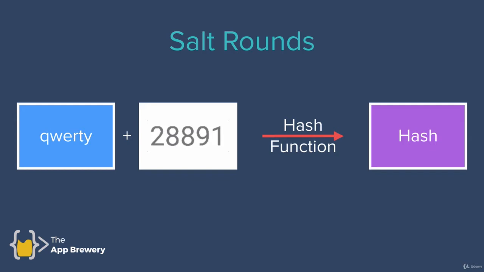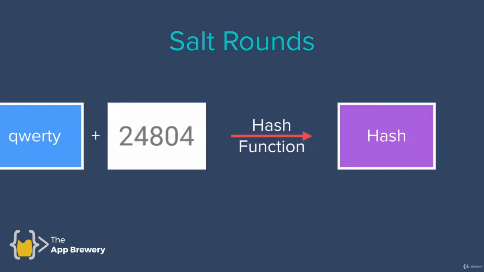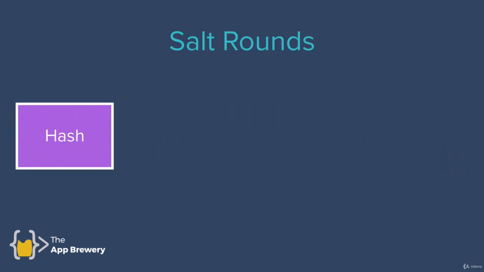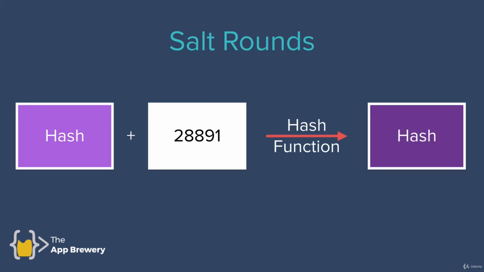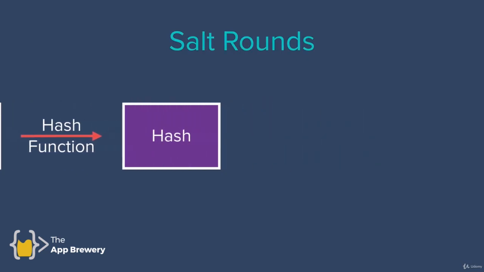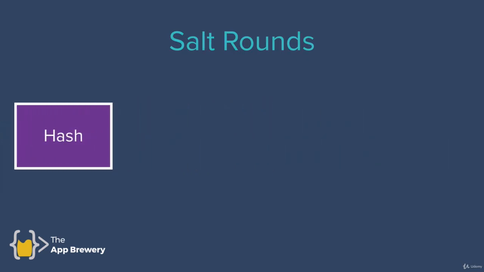Now, that's one round of salting. If we wanted to have 2 rounds of salting, then we take the hash that was generated in round 1 and we add the same salt from before. And now we run it through bcrypt, the hash function, again, and we end up with a different hash. And the number of times you do this is the number of salt rounds.